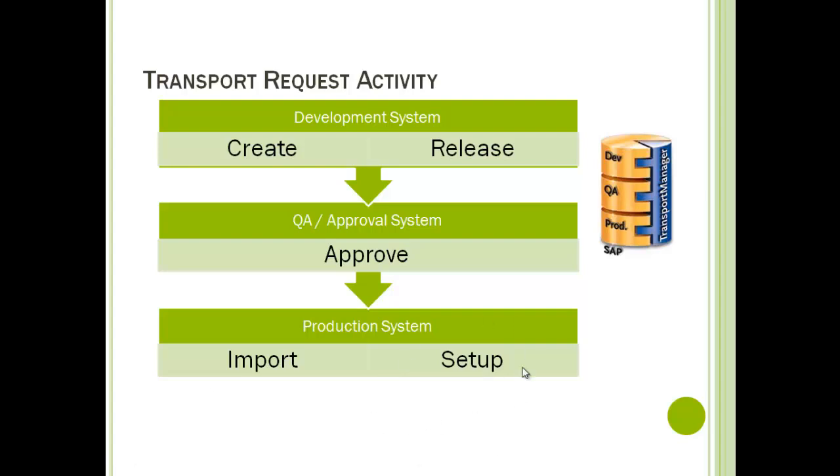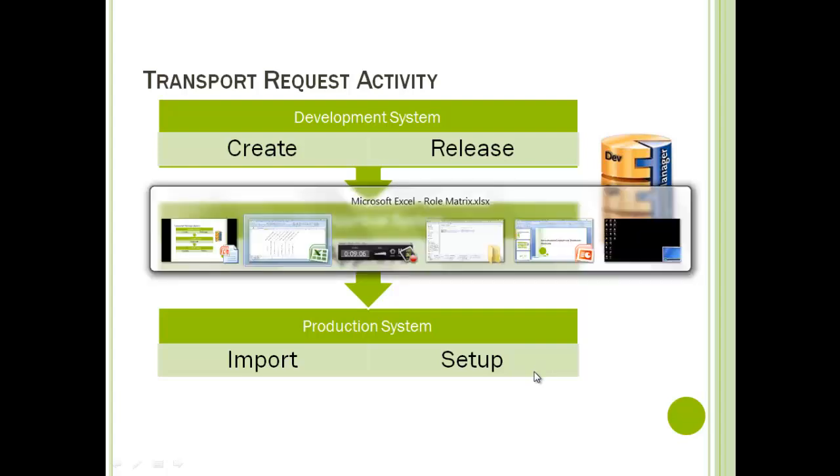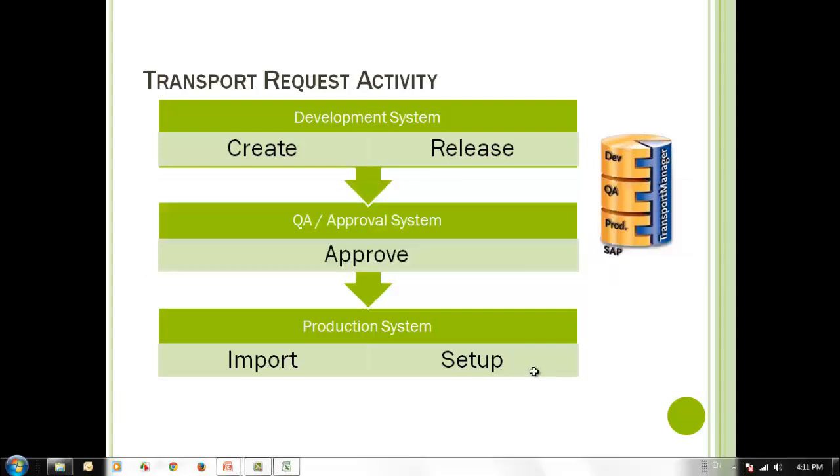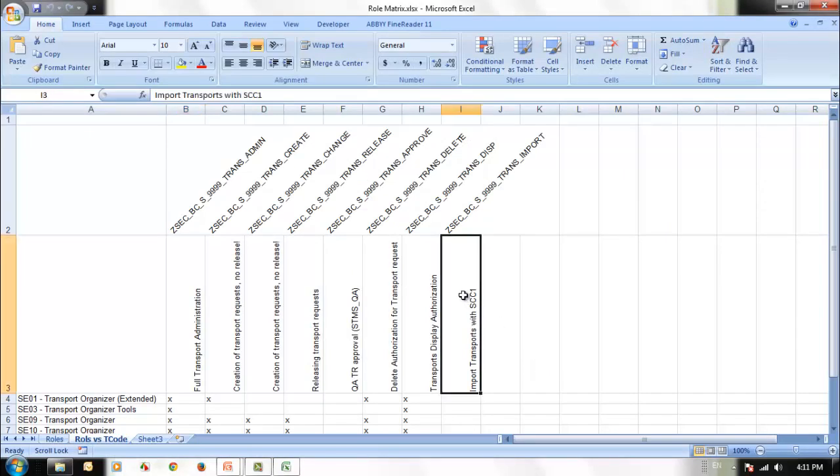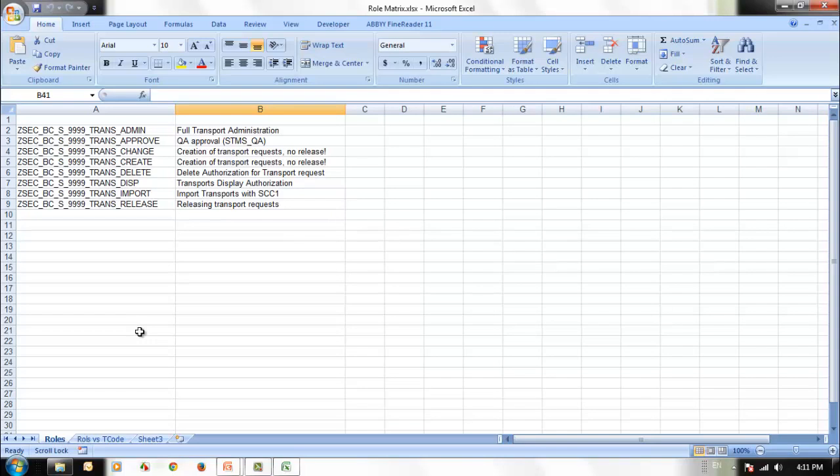Let's see how to create an authorization concept for this setup for creation, releasing, approval, and import. I already created an authorization matrix for this purpose. So what we did initially, we went to the roles and found out how many roles are required. In this scenario, we required 8 roles.